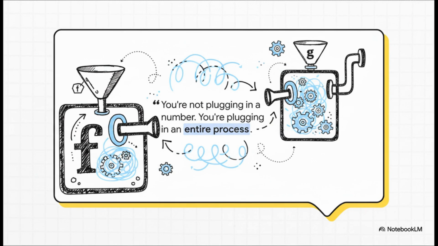And this is such a key idea to get. When you see F of G of X, you're not just plugging in a number. You're plugging in an entire process. You are literally embedding the whole G machine, its entire set of instructions, right inside the F machine.